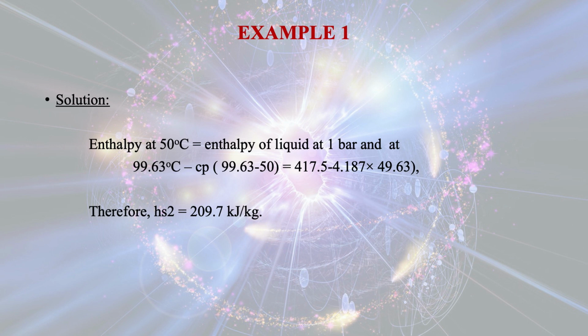This is a simple equation, and that is equal to, because enthalpy of liquid at 1 bar at saturation point is 417.5 minus the Cp value given as 4.187 and the temperature difference comes out to be 49.63. So Hs2 you will get 209.7 kilojoule per kg.